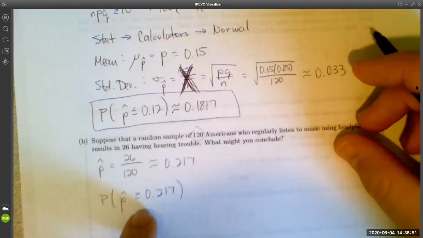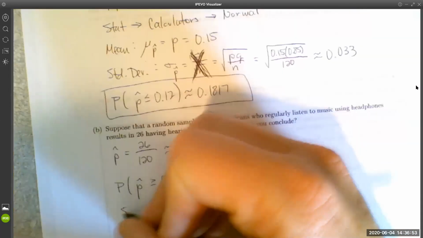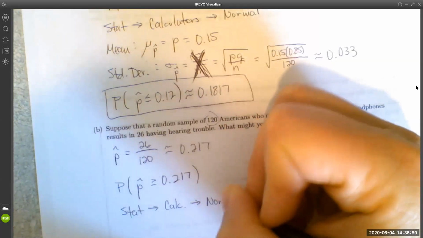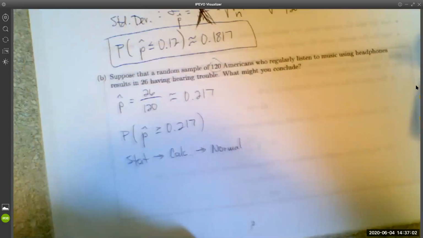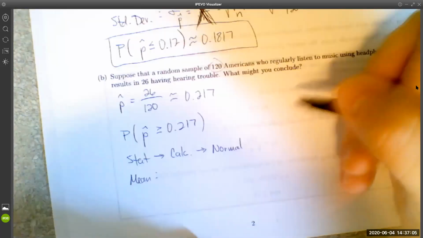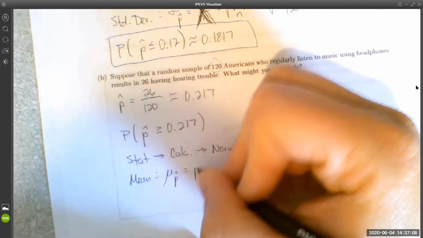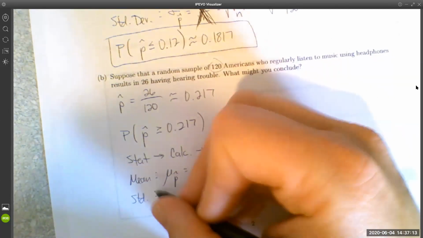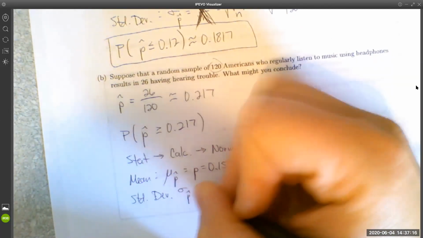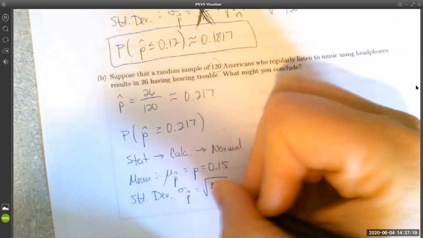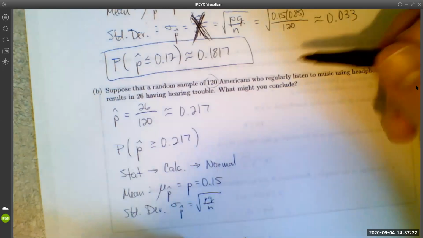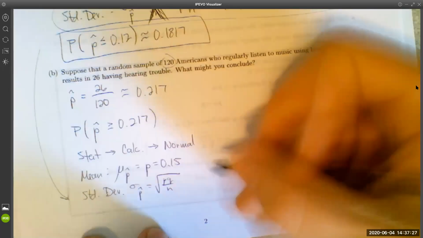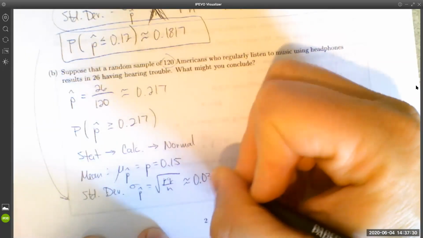Now, to compute this probability, we're going to go to Stat, Calculators, Normal. For the mean, we're going to put in mu sub p hat. For the standard deviation, we're going to put in sigma sub p hat, which is equal to square root of pq over n. And we actually already did this, right? We did this up here. So I'm just going to steal my answer from the previous part and say that this is approximately 0.033.